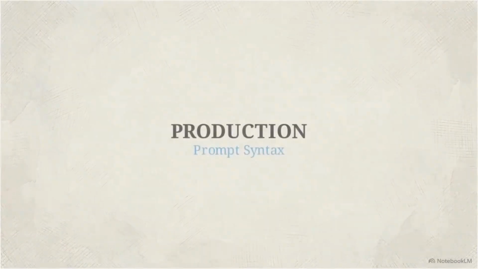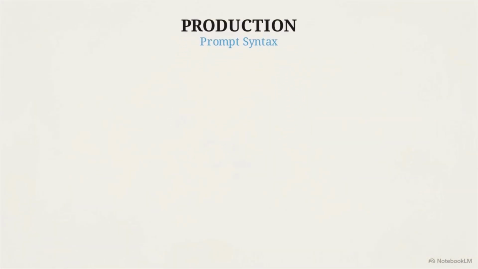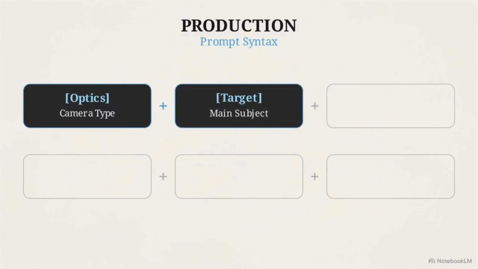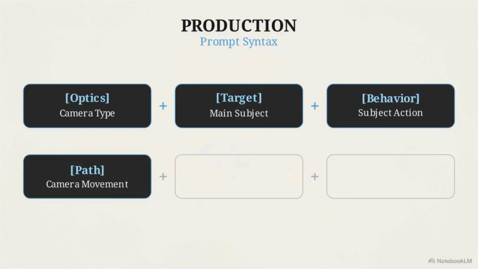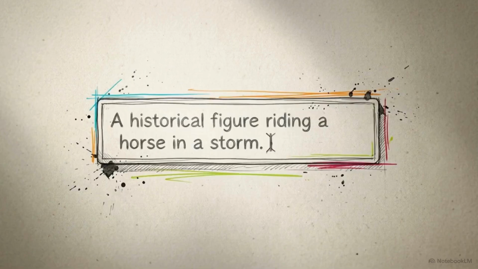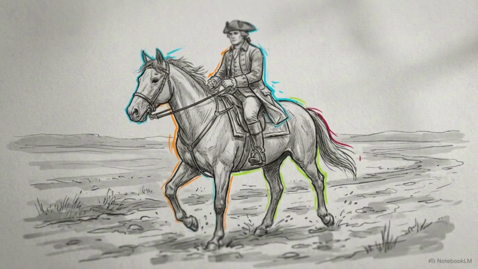This brings us to production, where we dictate how those shadows fall. This visual formula maps out the strict linguistic schema the AI uses to interpret visual commands. Camera type, plus the main subject, their action, the camera movement, lighting, and finally, mood. A casual user might write, a historical figure riding a horse in a storm. The AI has no direction, so it guesses the composition, resulting in a flat, uninspired shot.